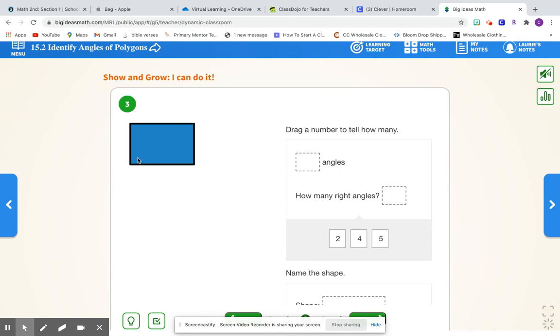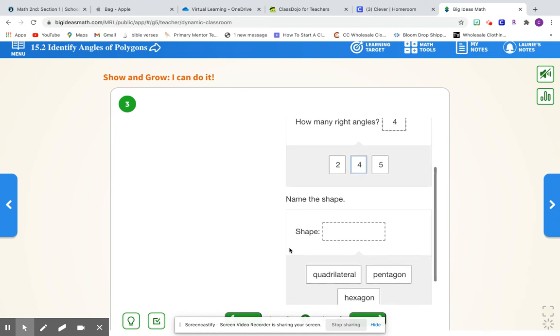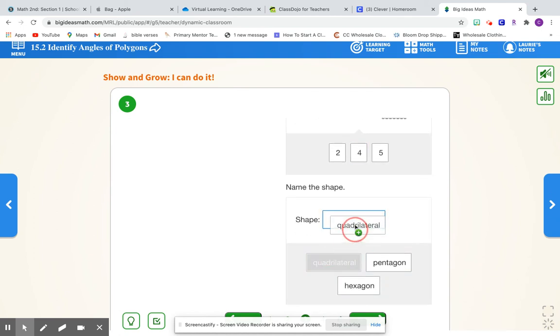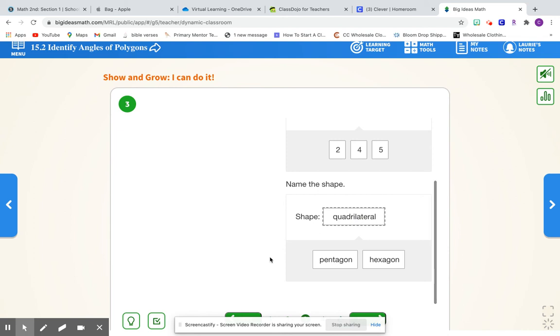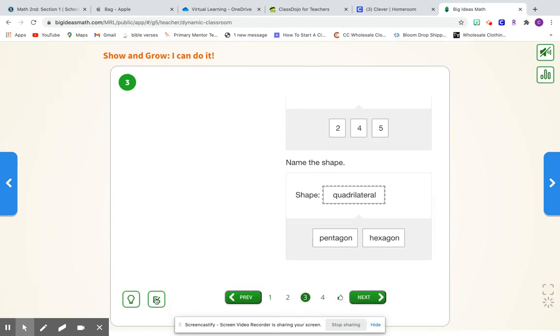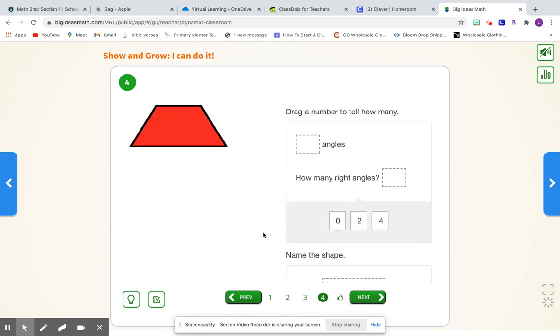All right, this one has 1, 2, 3, 4 angles. And in a rectangle, in a square, all 4 of your angles are going to be right angles. So remember, a 4-sided object is called a quadrilateral. Rectangles and squares are both quadrilaterals. All right, so we got all of those right.